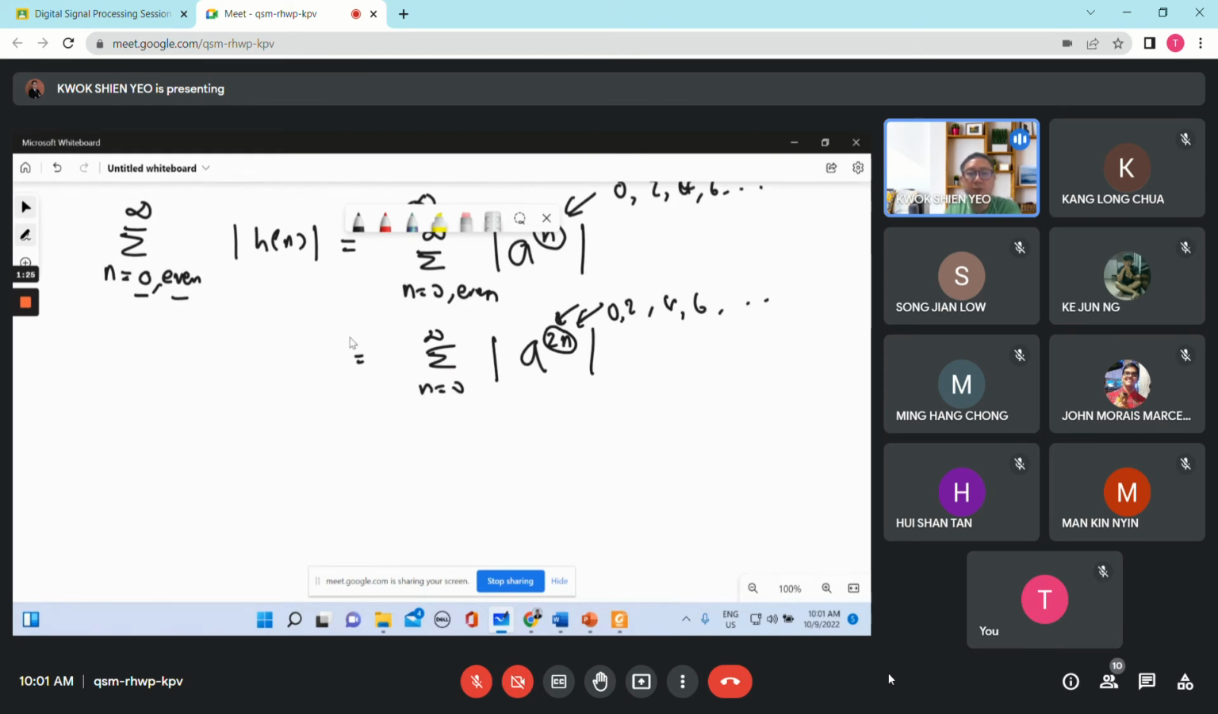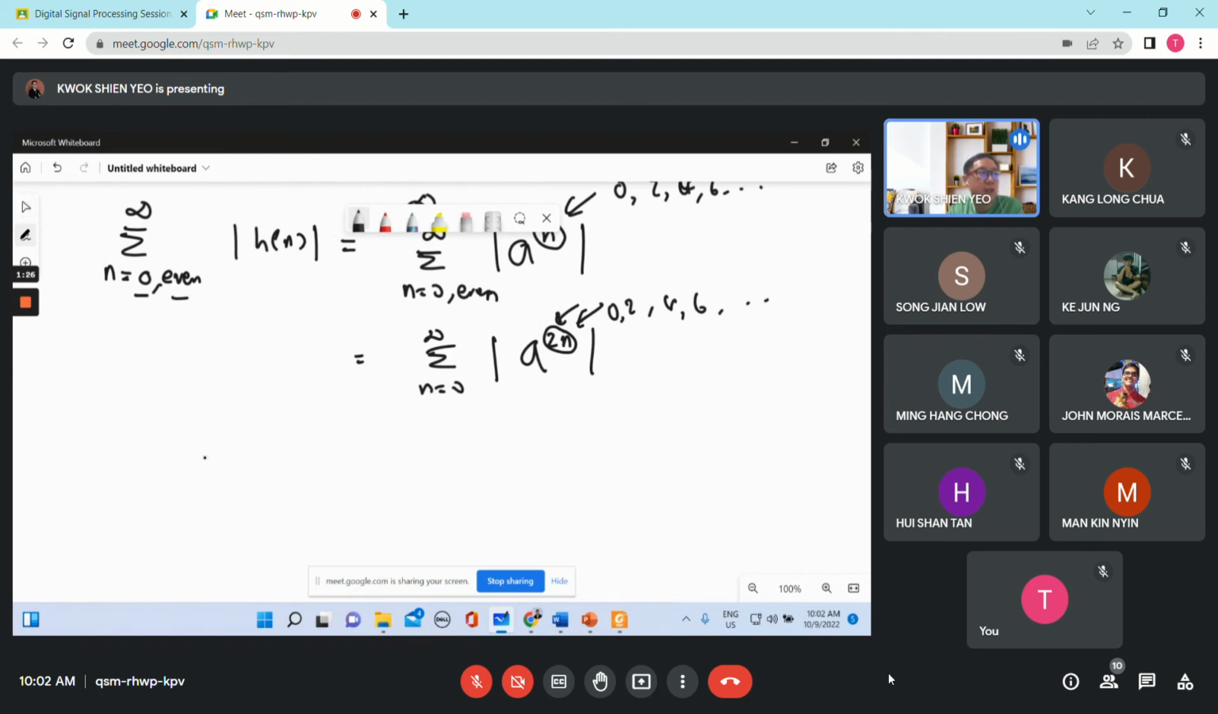So the question is, what is the value of a so that these summations don't grow to infinity? So this 2n, I think we can put it outside. Can we? Yeah, no need. So just put it inside.